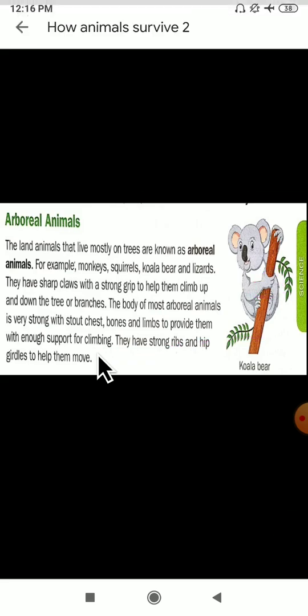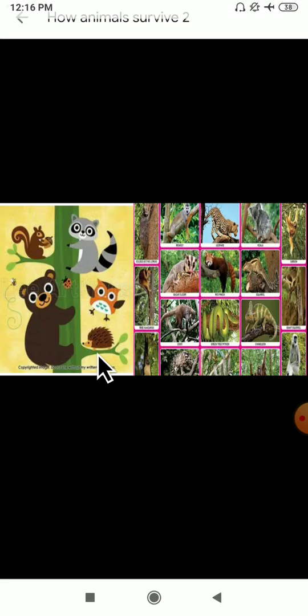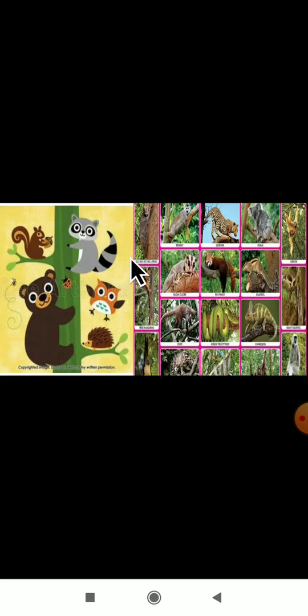They will climb the tree here. Yes, you can see the pictures here. Yes, how they have attached to the tree here. They will live on trees here. Okay, some of the examples I will show here. Polar bear, it may be. Yes, the squirrel. This is a squirrel. Polar bear. Yes, owl. These are some of the examples for arboreal animals.